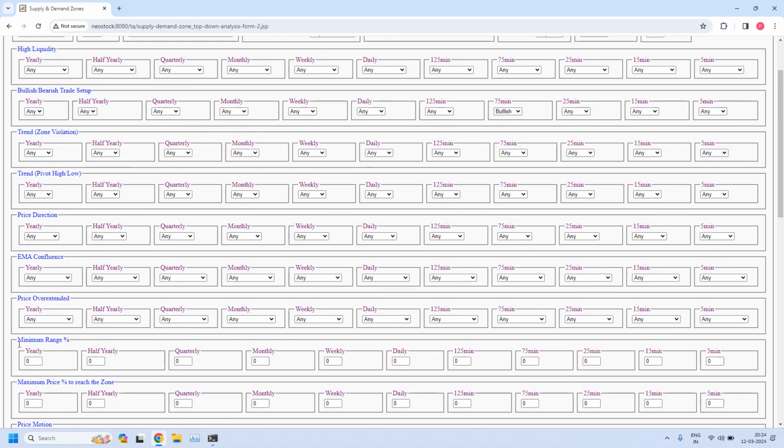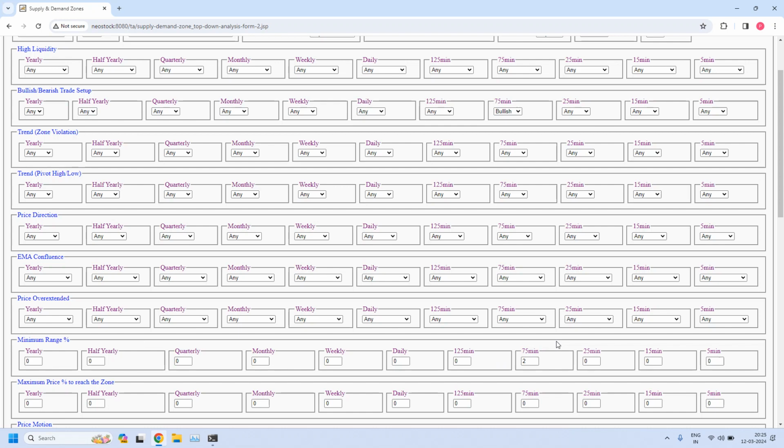What is the next one? Reward. Minimum reward should be 2%, because this is 75 minutes. Compared to daily, I'm reducing 1%. So minimum 2% between demand zone and supply zone. Which demand and supply zone? 75 minutes demand zone to 75 minutes supply zone, or 75 minutes demand zone to all-time high. If it is an all-time high, from the demand zone, minimum 2% should be there. So which time frame? 75 minutes time frame. So here I am setting the value 2.